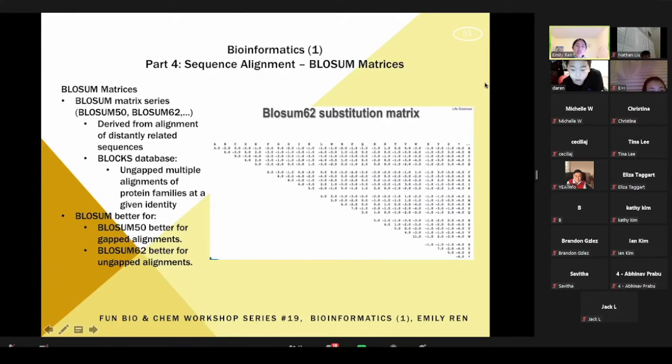For BLOSUM matrices, these are derived from alignments of distantly related sequences. And BLOSUM matrices use Blocks database, which is an ungapped multiple alignment of protein families at a given identity. And BLOSUM is better for BLOSUM 50 or BLOSUM 62. So you just have to choose the right type of sequence alignment based on which two sequences you're comparing.